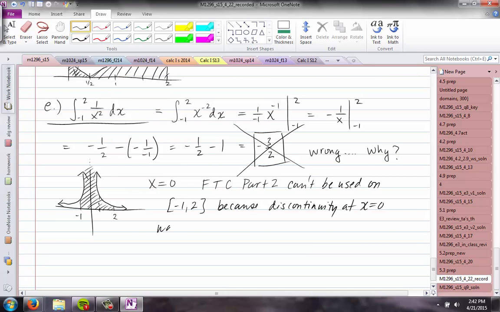So the way to deal with this is in Calc 2. So you'll have to stay tuned on this one for Calc 2. Right now, we can't do the problem. Not that we can't, but we're not going to. We have other things to do.